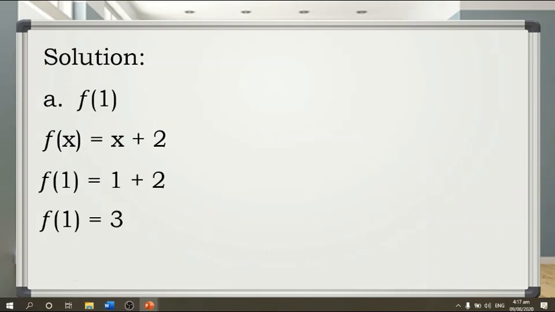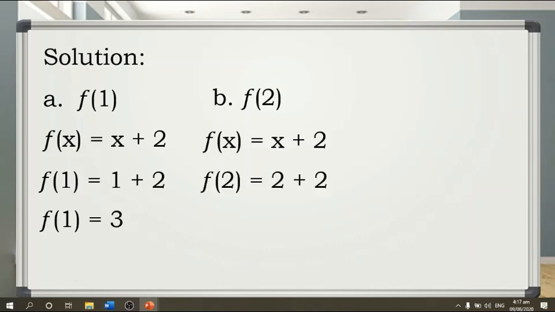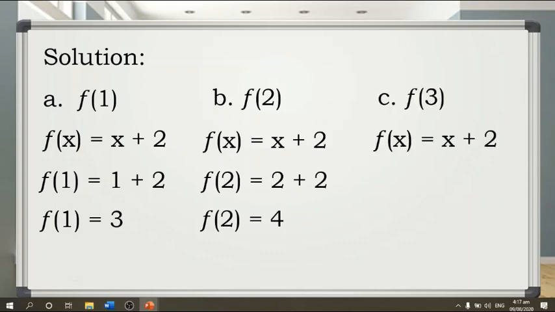Papalitan lang natin ng 1 ang given function na x plus 2. So we have f of 1 is equal to 1 plus 2. Therefore, f of 1 is equal to 3. Next is f of 2. Papalitan naman natin ng 2 ang function na x plus 2. So we have 2 plus 2. Therefore, our f of 2 is equal to 4. And last, papalitan naman natin ng 3 ang x sa function na x plus 2. And we have f of 3 is equal to 5.